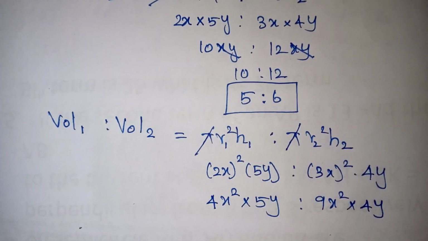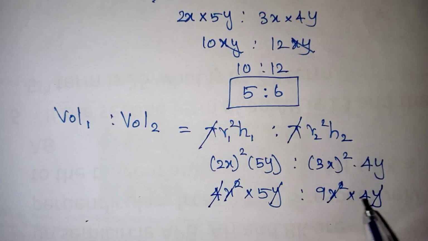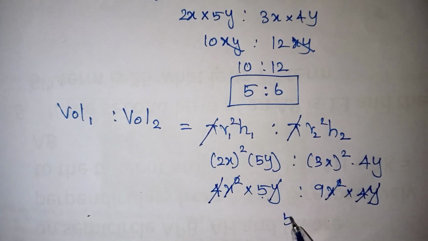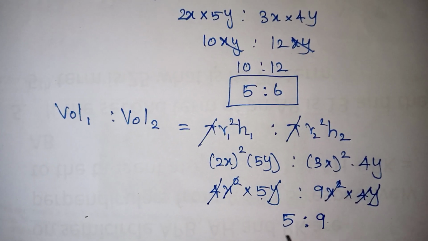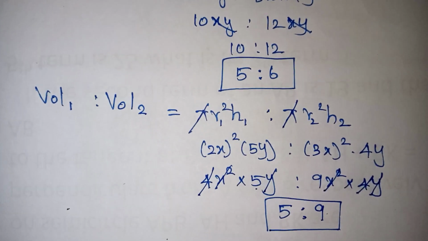Now we can cancel the terms. x squared cancelled, y and y will get cancelled. This 4 and this 4 also will get cancelled. So from the remaining we have 5 here. Here we have the 9. So this is the ratio of their volumes. So this is very easy to do.